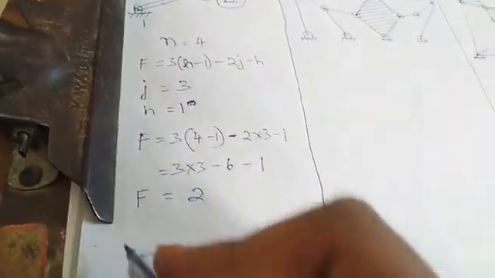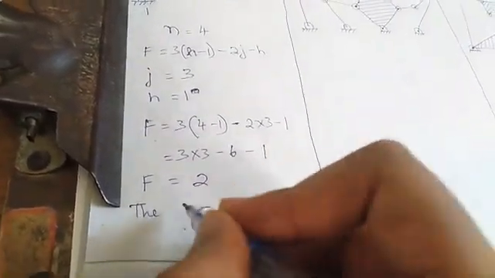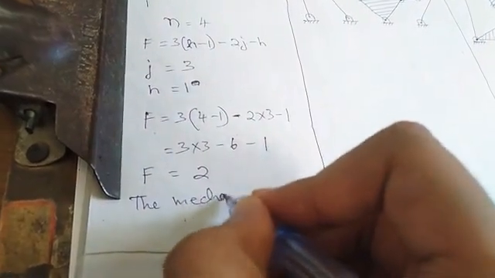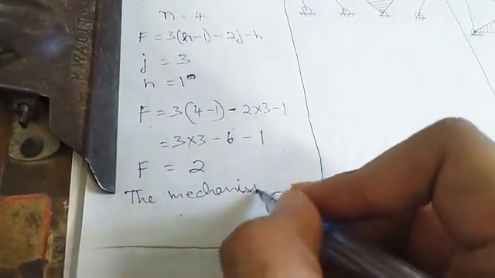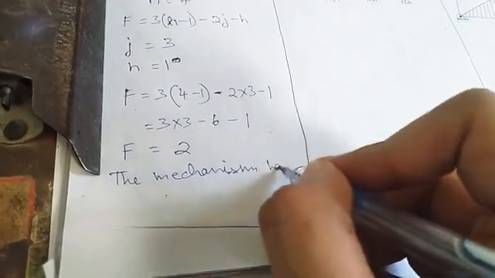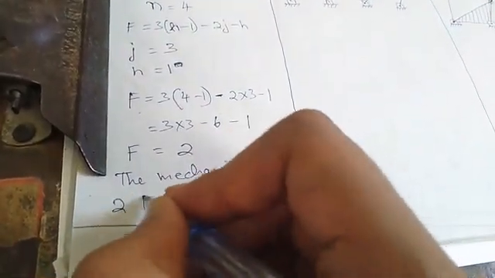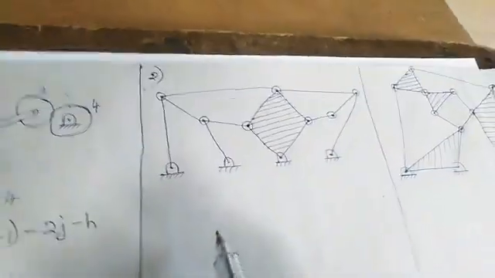So here this mechanism has 2 degrees of freedom. Now we'll see the next problem.